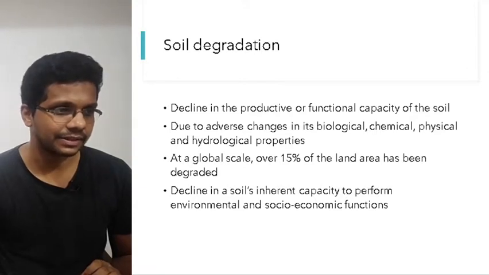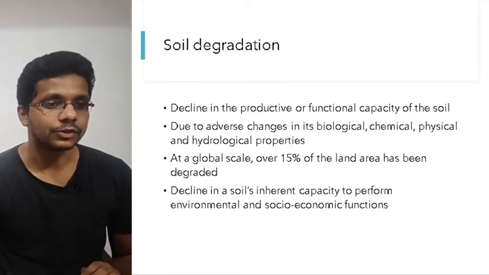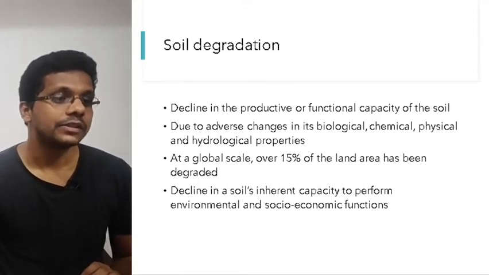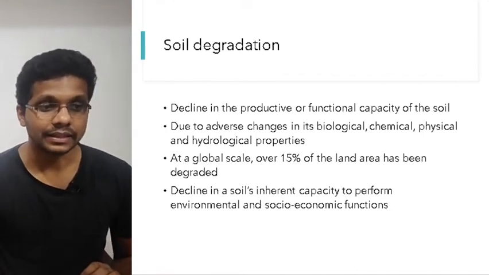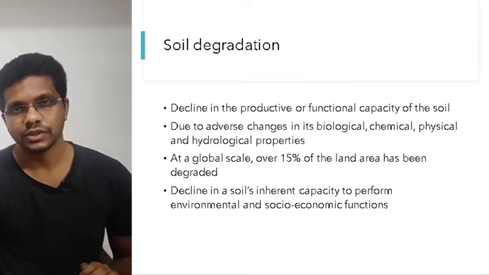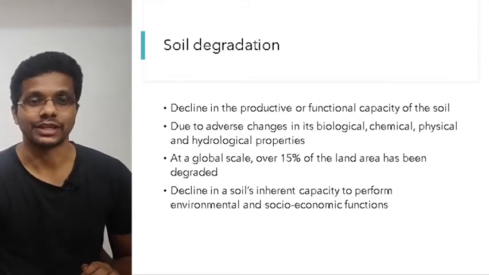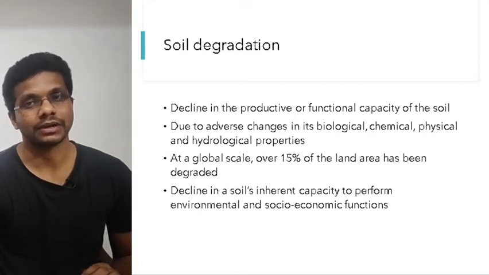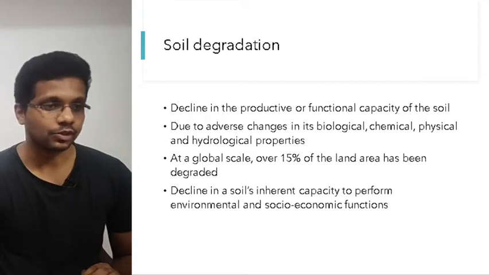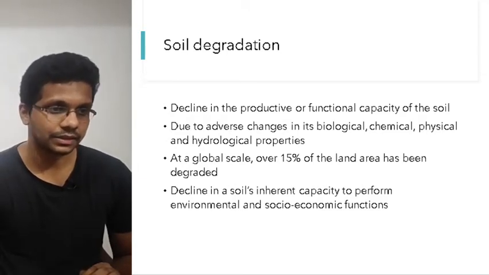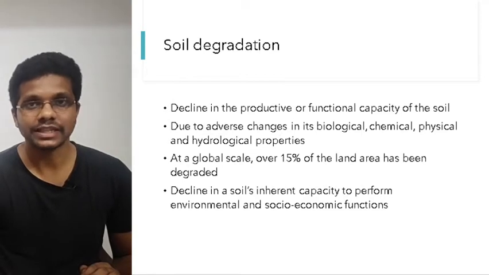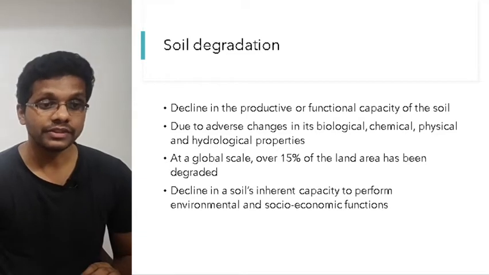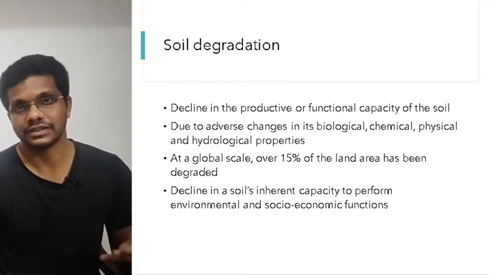So there is a difference between land degradation and soil degradation. Soil degradation is a subpart of land degradation, but it is the most important part of land degradation. Soil degradation is a decline in the productive or functional capacity of soil. We are very worried about the productivity or functioning of the soil, because that is our food. Our food crops and our animals, everything depends on the fertility of the soil. Soil degradation changes the biological, chemical, physical and hydrological properties of soil. And around the globe, 15% of land area is under degradation or is degrading.